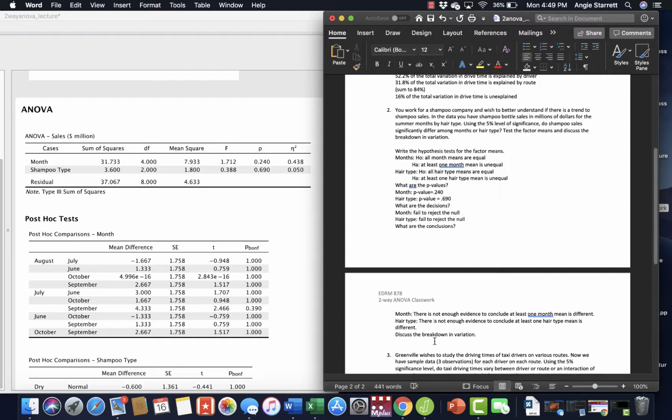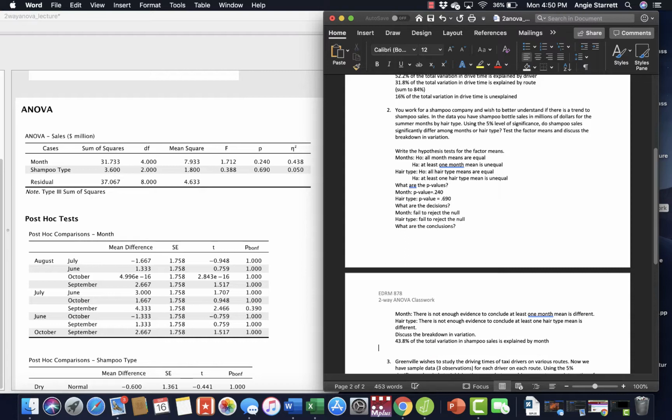All right, let's discuss the breakdown and variation. So what we should see here, since we do not have significant p-values, is that not a lot of the variation is really explained by these factors. If we look at month, we have 43.8% of the total variation in shampoo sales is explained by month.